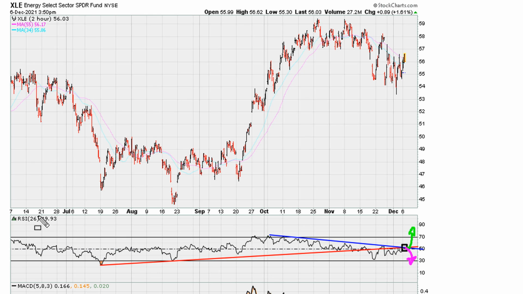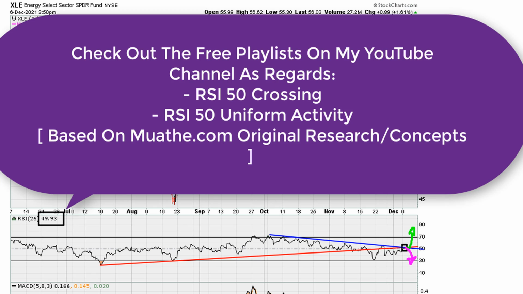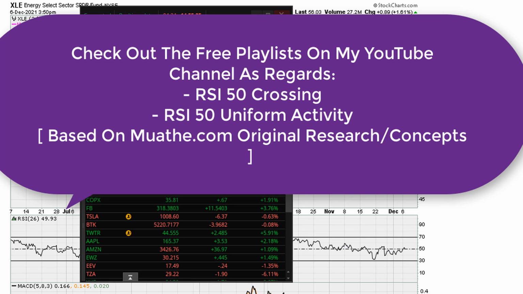And as a side note, remember we are around that RSI 50 level. Again, that is subject for another day, another discussion. If you're looking for this, there are going to be free links on my channel talking about RSI 50 crossing and RSI 50 uniform activity. But for today, let's just stop right there.